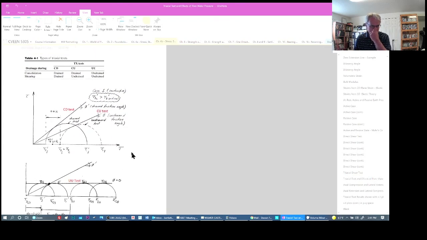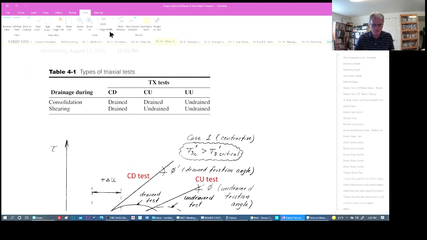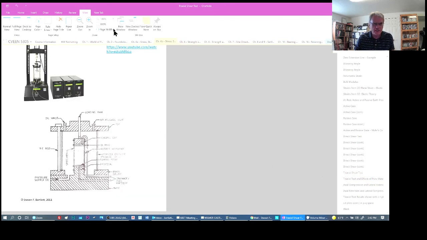So let's just talk about different types of tests. These are triaxial tests. We can break them into three major categories: consolidated drained, consolidated undrained, and unconsolidated undrained. So let me maybe go back to the picture of the test device and explain to you what's happening in each of these tests.